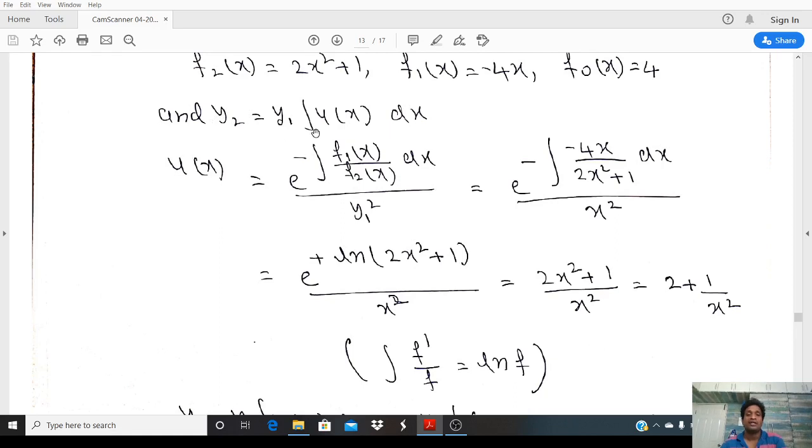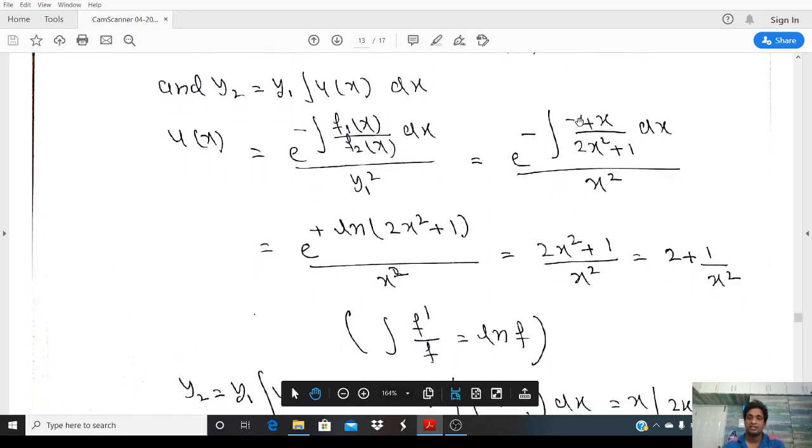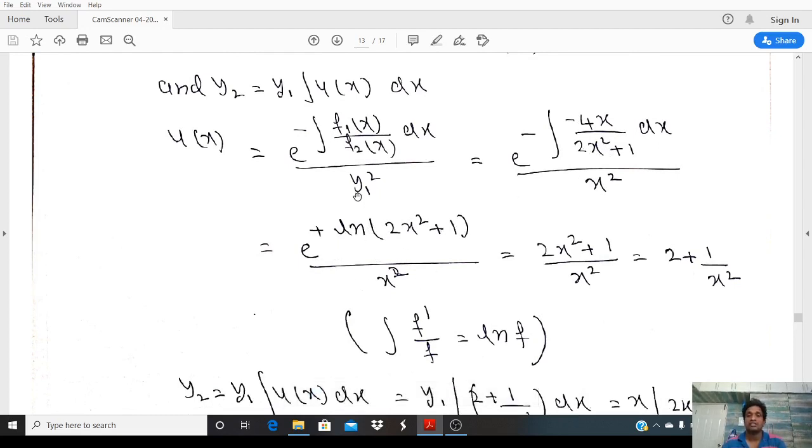And y2 is equal to y1 times the integral of u of x. U of x is equal to e to the power minus integral of f1 of x by f2 of x dx, divided by y1 square. That is equal to e to the power minus, f1 of x is minus 4x, f2 of x is 2x square plus 1, dx. Here minus and minus becomes plus. Observe the integration: 4x is the derivative of 2x square plus 1, so it is in the form of the integral of f dash by f, which is ln of f. So I have written e to the power ln of 2x square plus 1, divided by x square, which is y1 square.